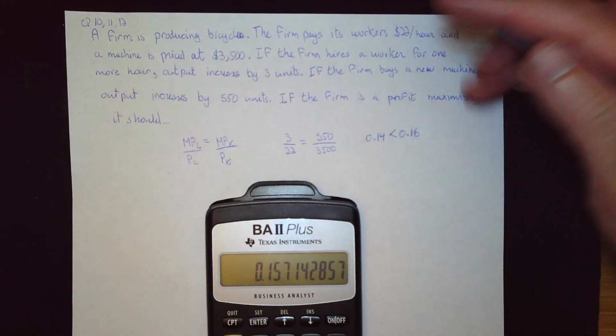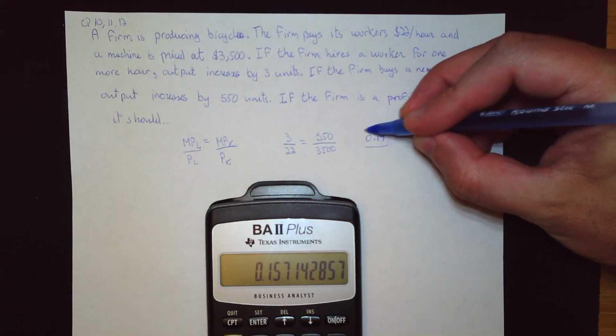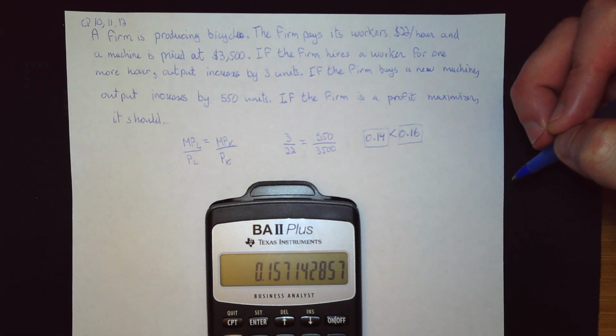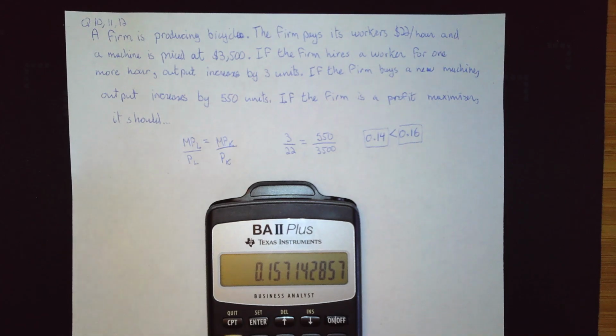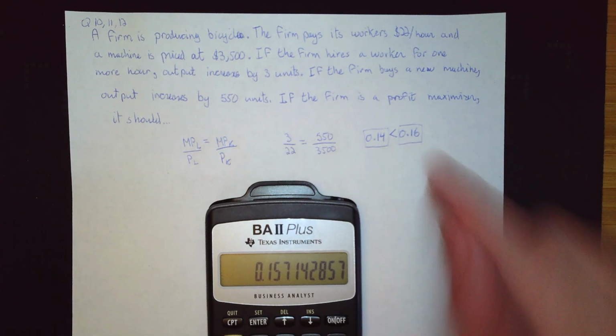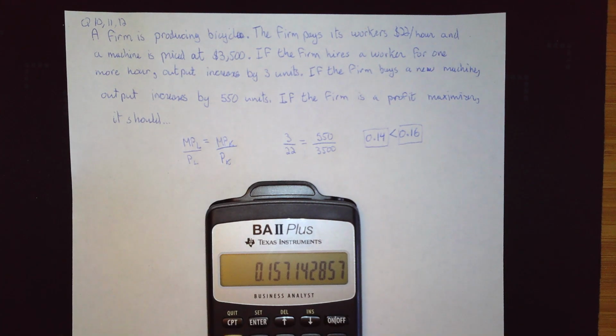So this firm should hire fewer workers and it should hire more units of capital. So it should stop hiring as many workers as it's hiring, and it should fire some workers and get a new machine.